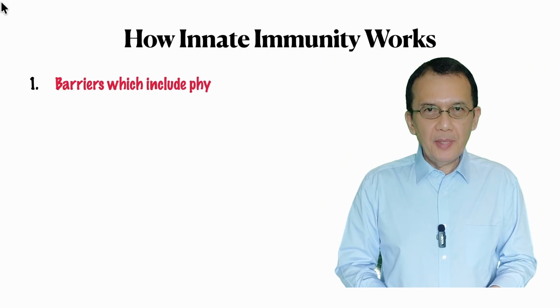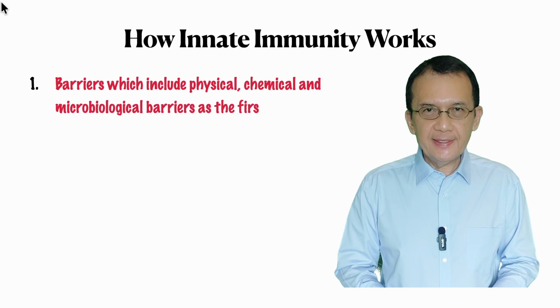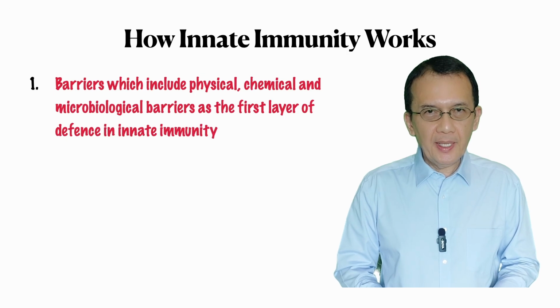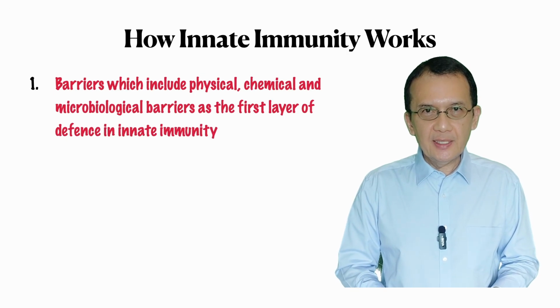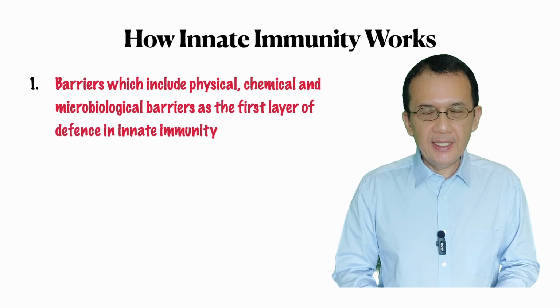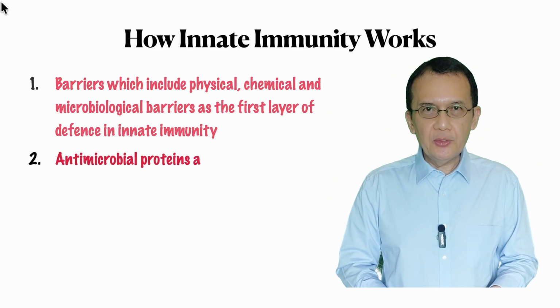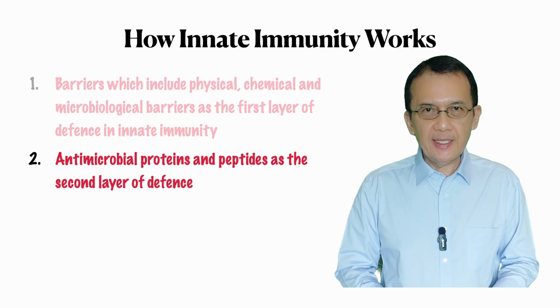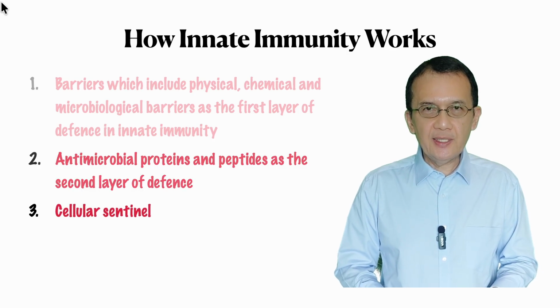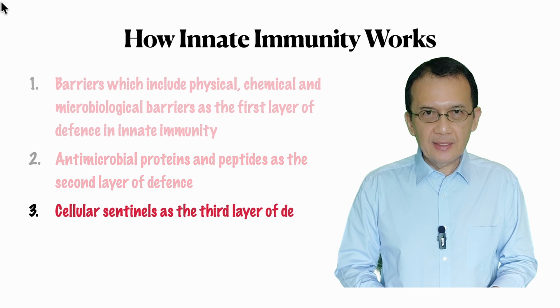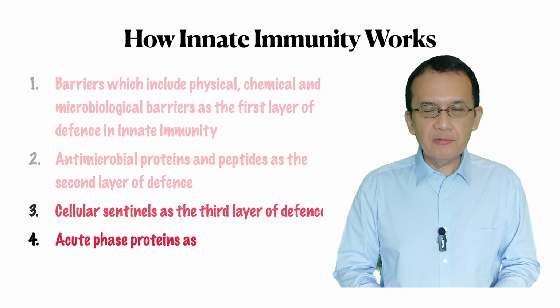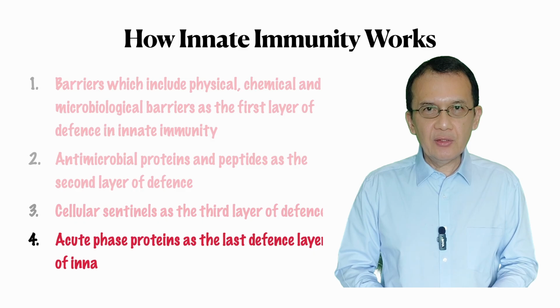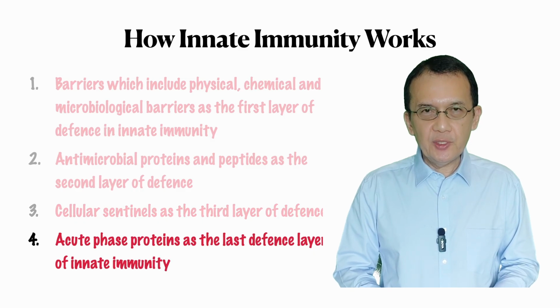Number one, barriers, which include physical, chemical, and microbiological barriers as a first layer of defense in innate immunity. Number two, antimicrobial proteins and peptides as a second layer. Number three, cellular sentinels as a third layer. And number four, acute phase proteins as a last layer of defense in innate immunity.